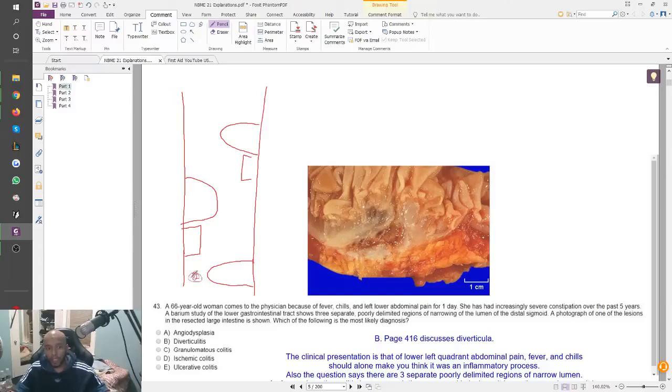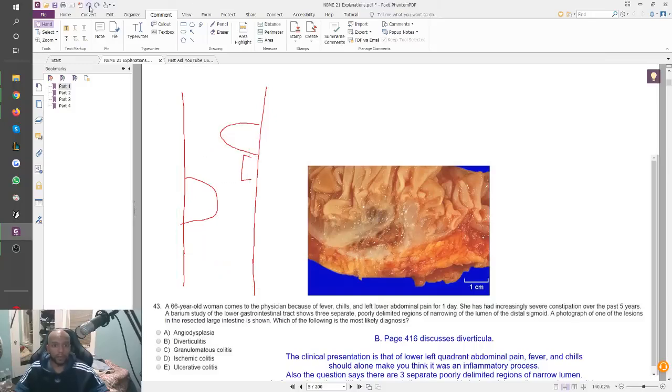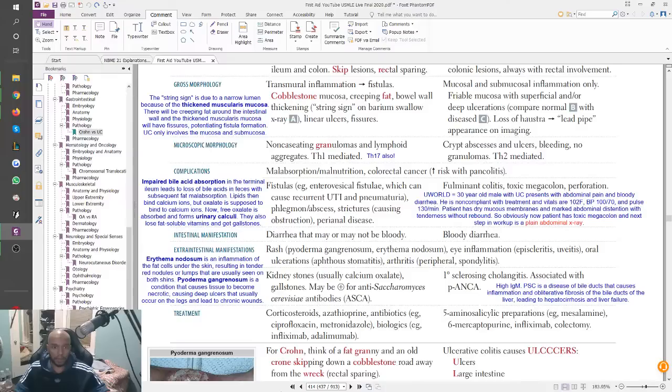You see how this is narrow? This is a narrow area, this is a narrow area, and this is a narrow area. 3 different places where a patient can have some kind of weird thing happening, which narrowed the lumen, right? And what is diverticulitis going to look like? So let's take a look at diverticulitis. Let me get rid of this image. Well, actually, there you go. So let's take a look at diverticulitis, page 416.